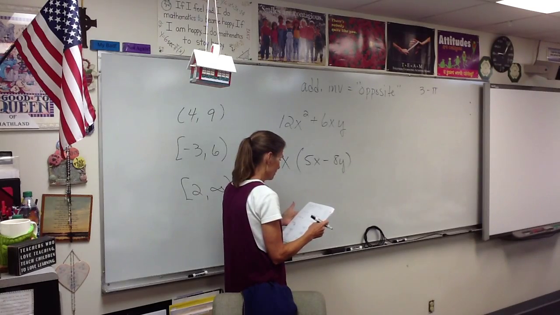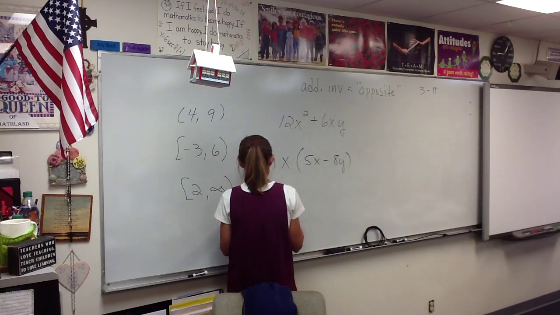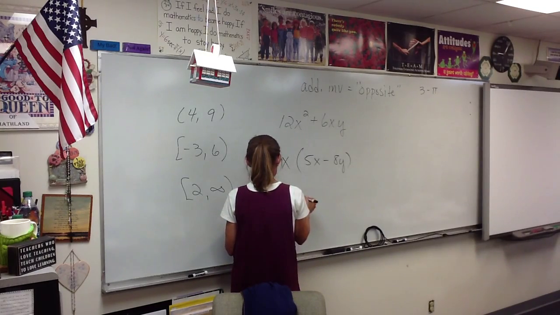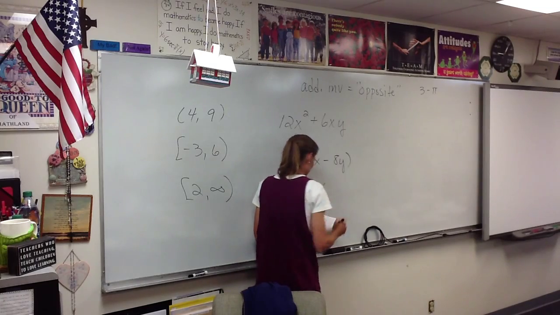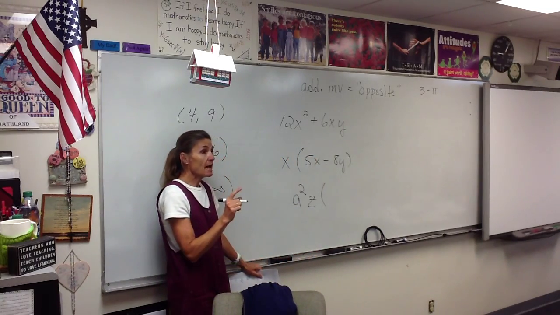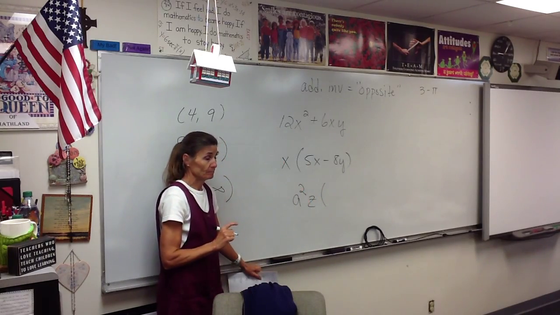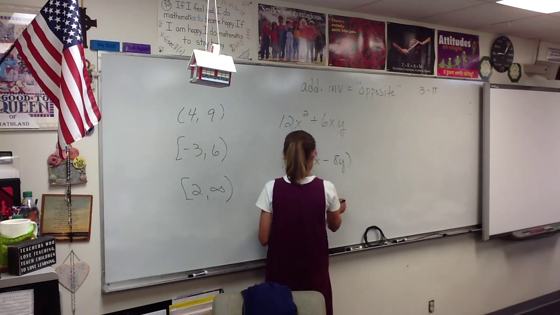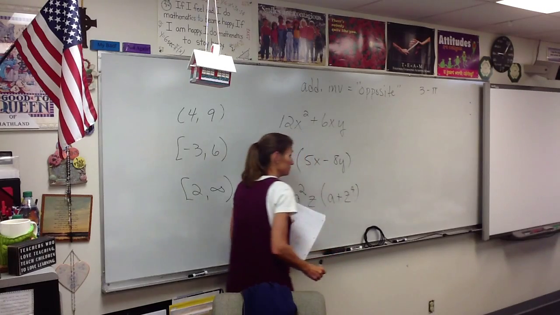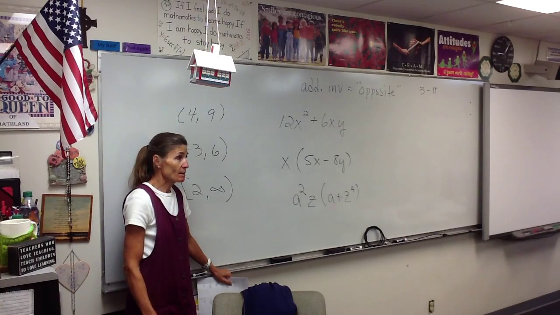Do I have 2 B's apparently. All right, so what's the next B? What am I going to do? I can take out an a squared and a z. So I'm taking out the biggest amount of each letter that I can. What am I left with? A plus z to the 4th. Everybody on board?